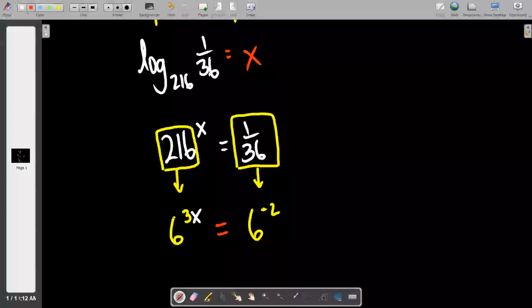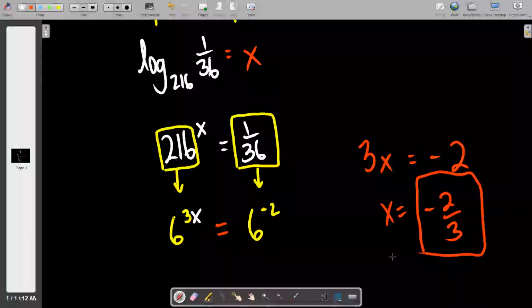So I'm just going to take my two exponents off to the side and say, hey, one of you is 3x, and you've got to equal the other guy, -2. Divide both sides by 3, you get x equals -2/3. So again, the answer is just -2/3. You okay, Maddie?